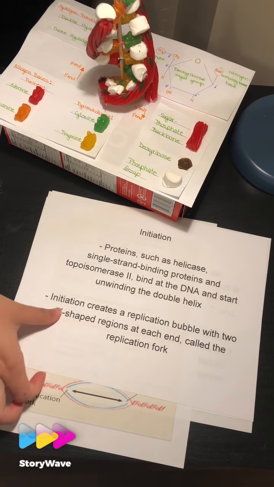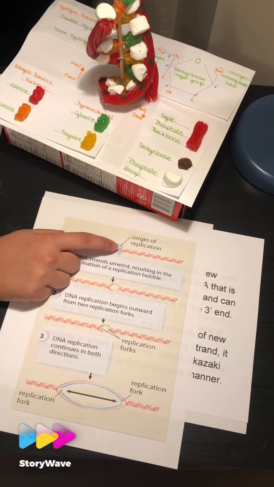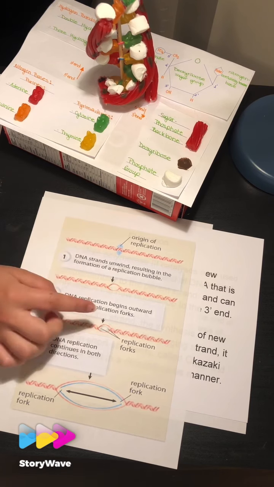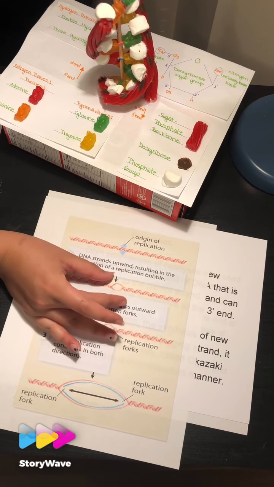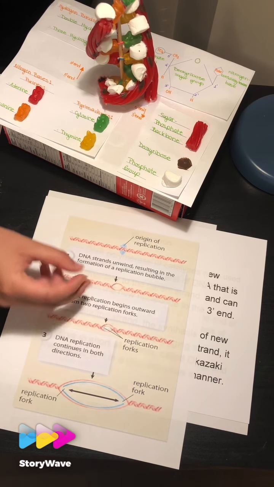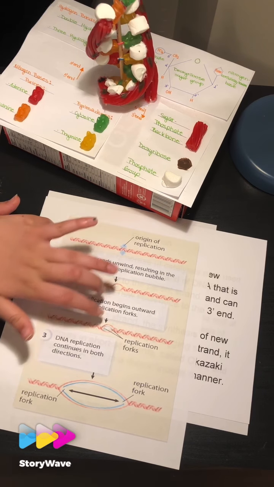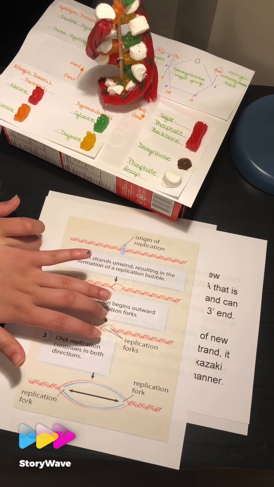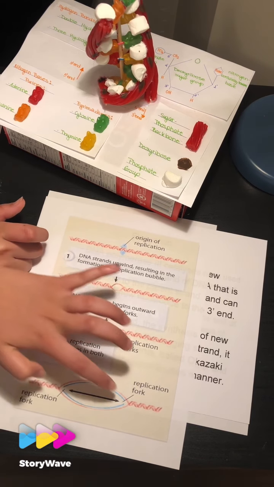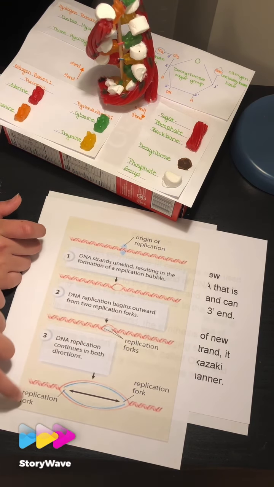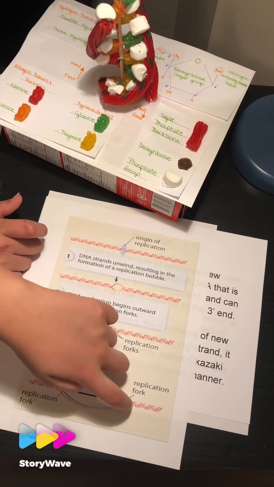So if we look here, we're going to see that the origin of replication started here, and then you can see that helicase started unwinding the hydrogen bonds between the strands. So then it started separating and becoming single strands. And here, that's when the replication fork starts to form. So here you can see that's the replication bubble, and that's the replication fork, the Y-shaped area.